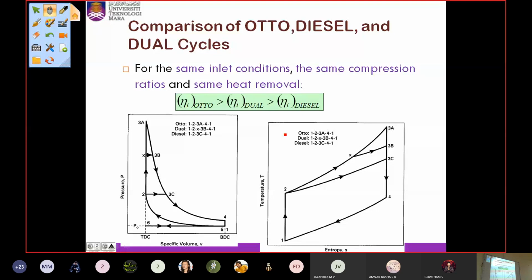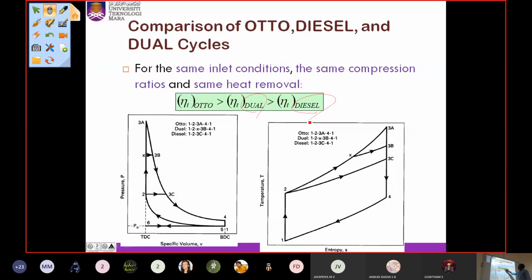So for the same inlet condition, the same compression ratio and the same heat removal. Just we are taking the parameters: inlet condition, the compression ratio and the heat removal here. If you take these three parameters, then we can compare the thermal efficiency of these three cycles: the Otto cycle will be greater when compared with the dual cycle, then this will be greater compared with the diesel cycle.